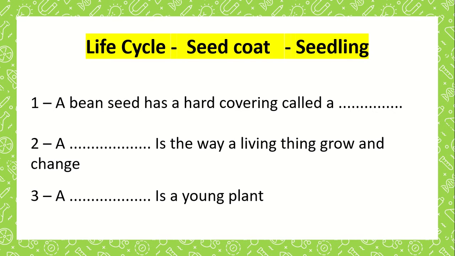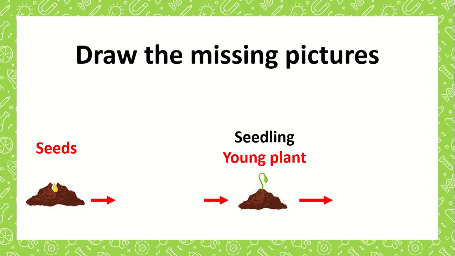Let's solve these questions together. Number one, a bean seed has a hard covering called a seed coat. A seed coat protects it from any damage. Number two, what is the way a living thing grows and changes? A life cycle is the way a living thing grows and changes, like the woman, like the plant. Number three, what is a young plant? It's a seedling.